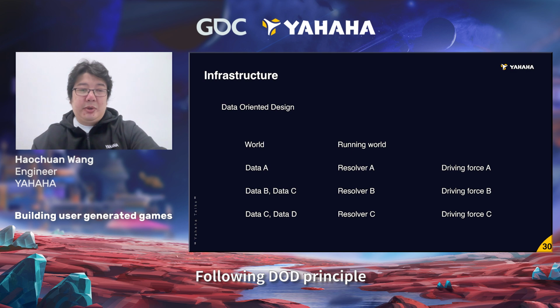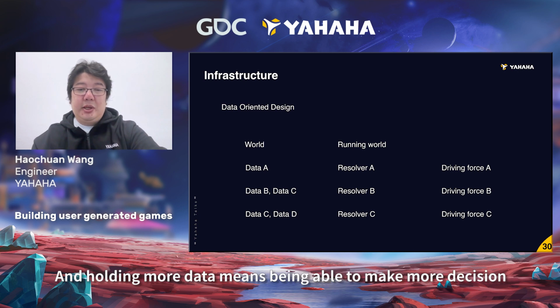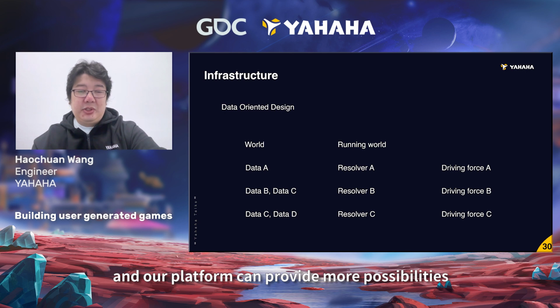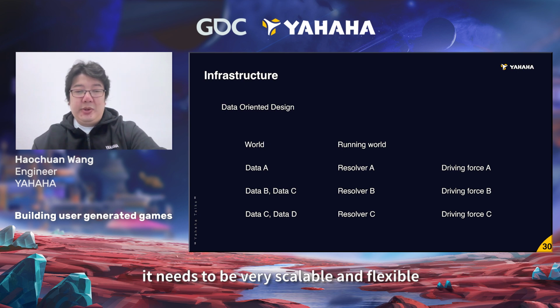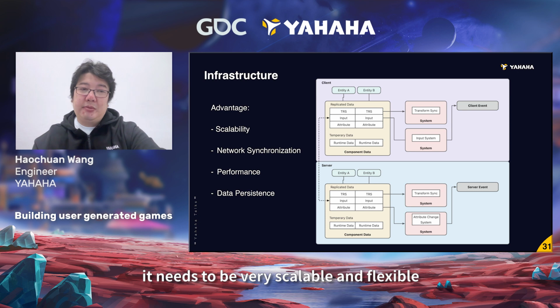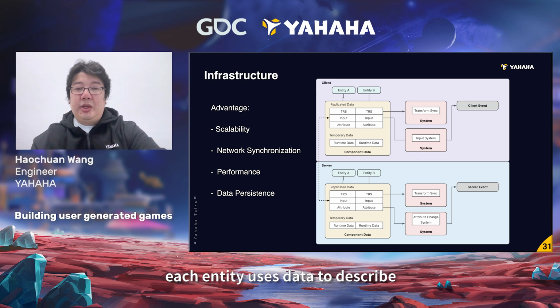Following the DoD principle, all the commands that drive the world are about transforming data. And holding more data means being able to make more decisions, and our platform can provide more possibilities. When the complex world needs to add a new driving force, it needs to be very scalable and flexible. In DOD ECS mode, a world is a collection of entities. Each entity uses data to describe itself. Each system is a driving force.